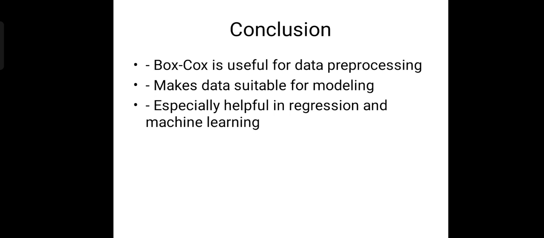The Box-Cox transformation is most important for stabilizing the variance of data.